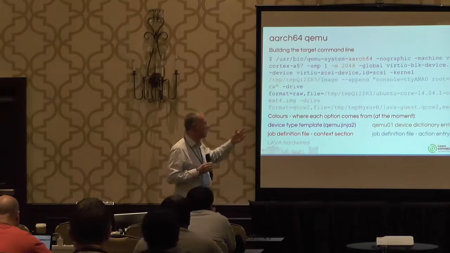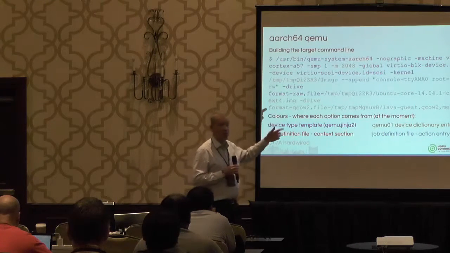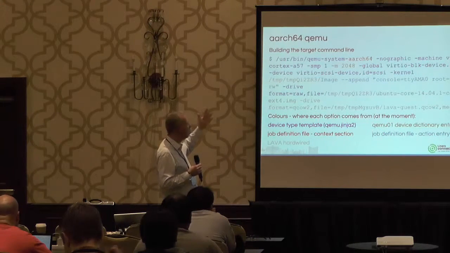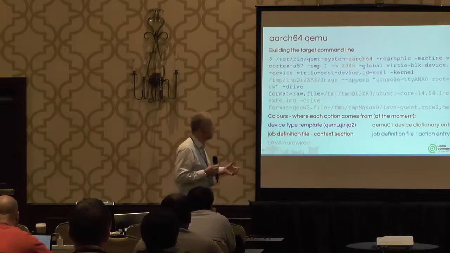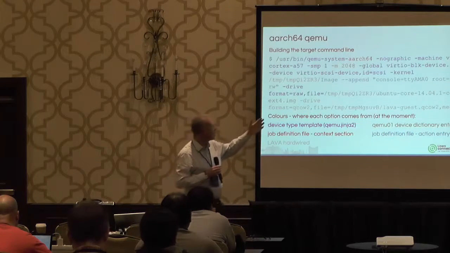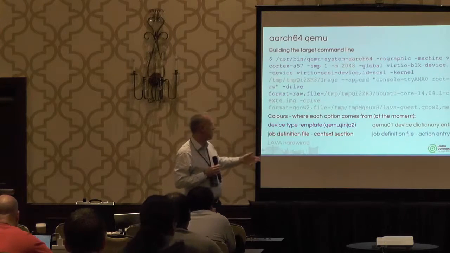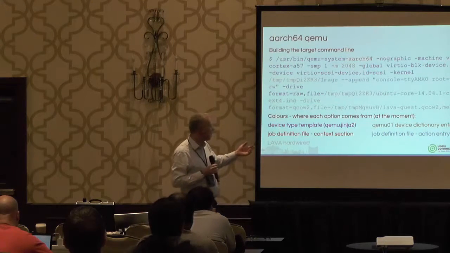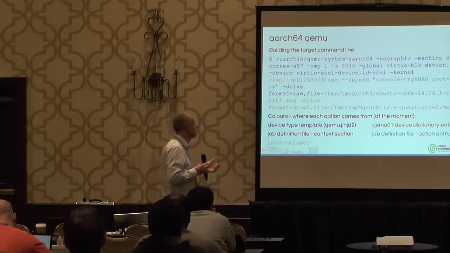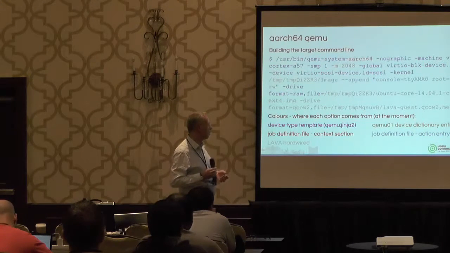I actually color-coded it to say which bit of the command line comes from which of the device templates, the device dictionary, or the job file. So where it comes from in that chain of target information. Most of it comes from the device type template. Some specifics for the device, and also things like the MAC address, would come from the device dictionary. And then obviously the images are in the job file, because the job specifies which images it uses. Things that are grayed out are basically Lava boilerplate, so they come from just the way that Lava works.